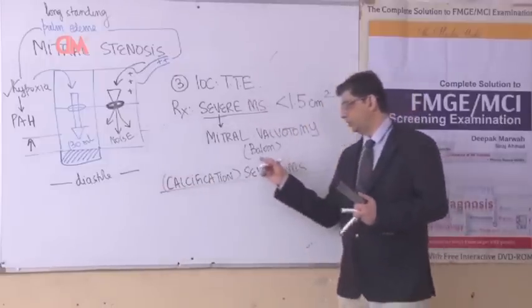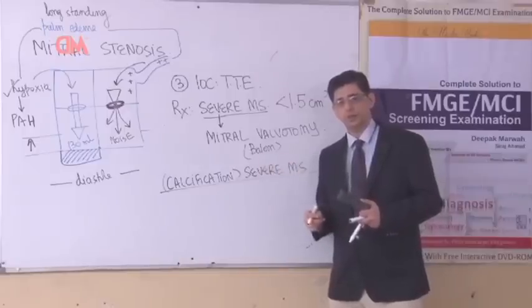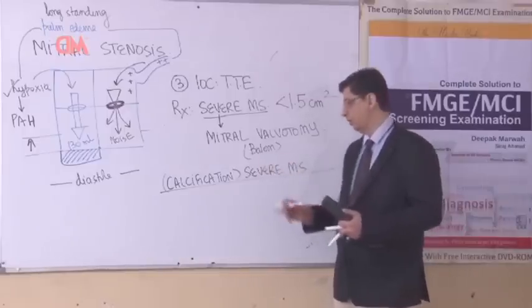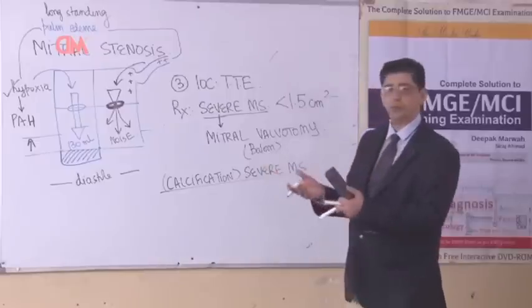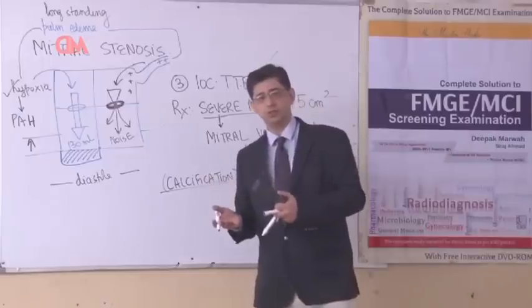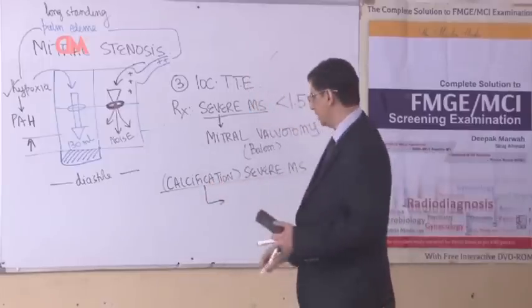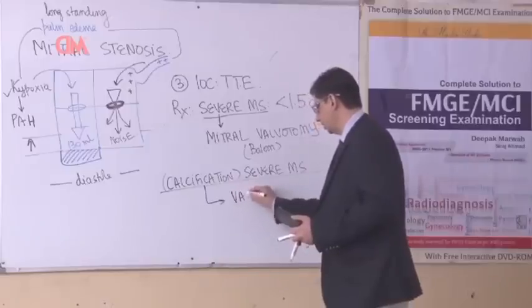doctor that when you deploy this balloon in a calcified valve, the valve will break into pieces, like a biscuit breaks into pieces. When you deploy this balloon, it will cause the valve to break into pieces, and all those calcified fragments will go towards the brain and cause embolic stroke. So if a question is asking you regarding calcified severe mitral stenosis, then you will say valvotomy is contraindicated.